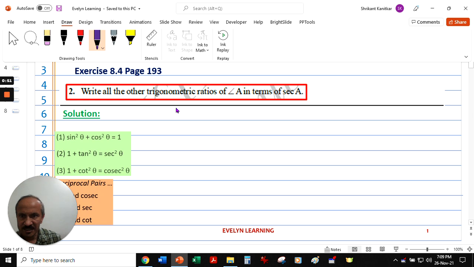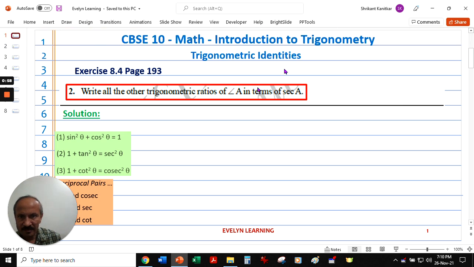Before that, let's understand properly what the question says. Write all the other trigonometric ratios of angle A in terms of secant A. You know there are totally 6 trigonometric ratios in all. And secant A is one of the 6 trigonometric ratios, and in this question we have to express the other 5 trigonometric ratios of angle A in terms of secant A.